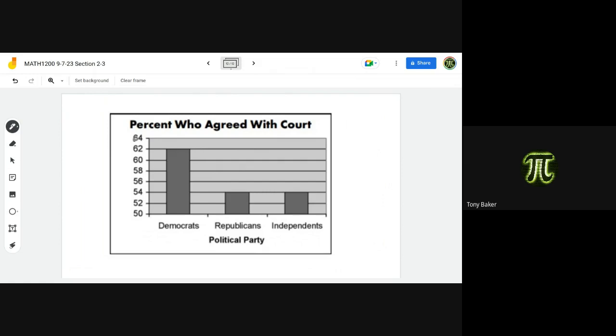So it's another way that they use graphs to manipulate views. And most people just look at the pictures and the words and that's the information we're going to get from it.